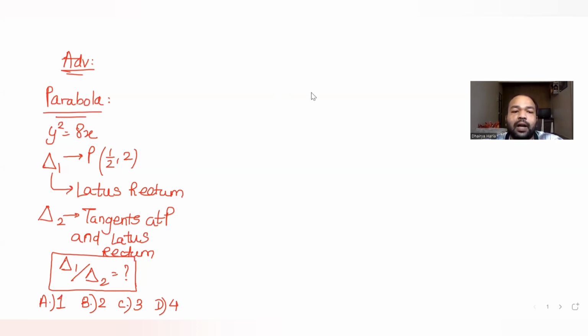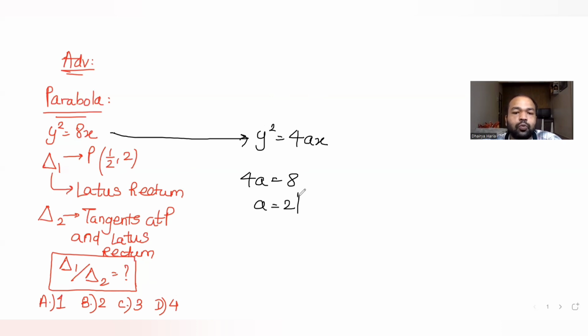Before that, if I first compare the given parabola equation with the general equation, y square is equal to 4ax, I get 4a is equal to 8. So a becomes 2. Now I understand where the focus of the parabola will be on the x-axis. Once I get a, I can find the endpoints of my latus rectum.